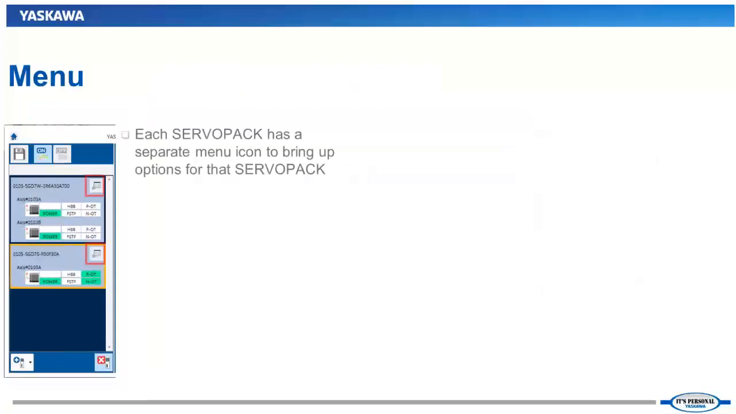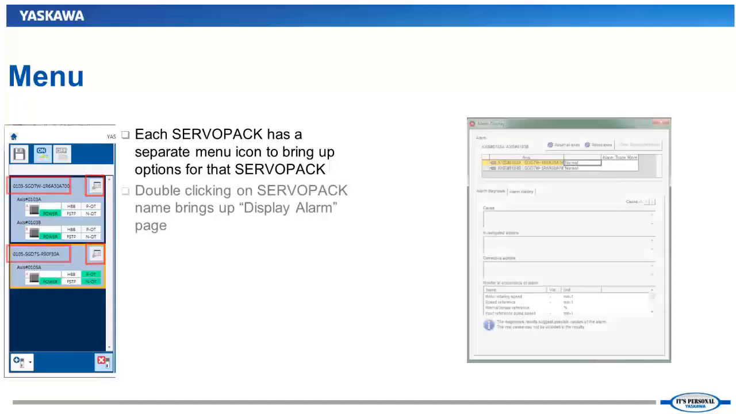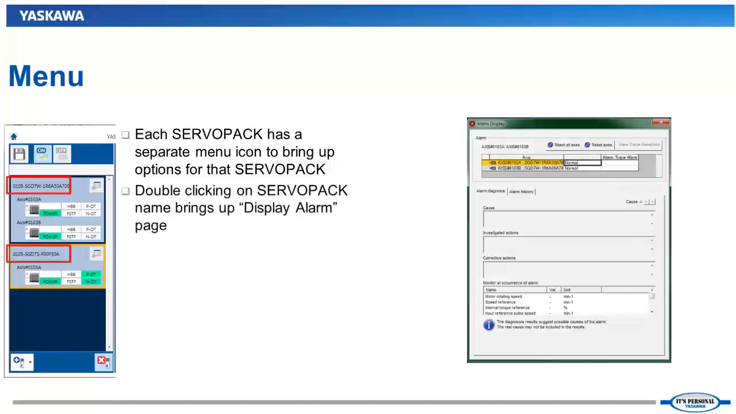So the menu, each SERVOPACK has its own separate menu, so you can be taking traces on multiple axes at once. Just a kind of a nice new feature. If you double click on the axis name, it'll bring you directly to the alarms tab. So it's a pretty useful feature, since a lot of the time you're using Sigma7 to do some debugging and troubleshooting.